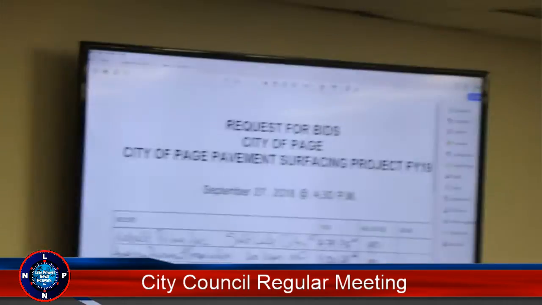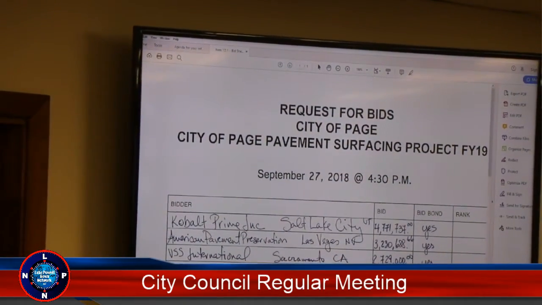3 qualifying bids were received and reviewed by Public Works for accuracy. Staff recommends to the Page City Council that the contract for the City of Page pavement surfacing project fiscal year 2019 be awarded to VSS International for the amount of $2,729,000. I move to award the City of Page pavement resurfacing project for 2019 to VSS International, Chandler, Arizona, for the amount of $2,729,000 and authorize the mayor to execute the contract.